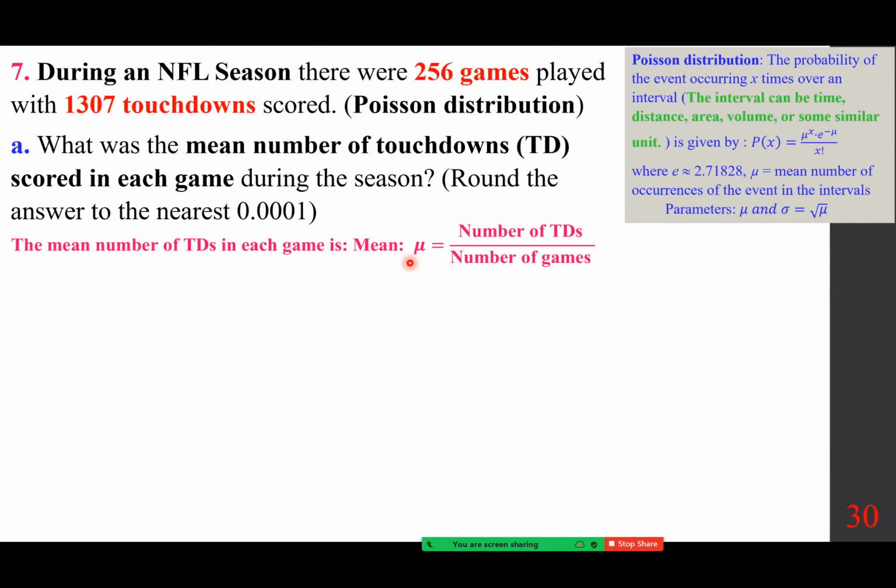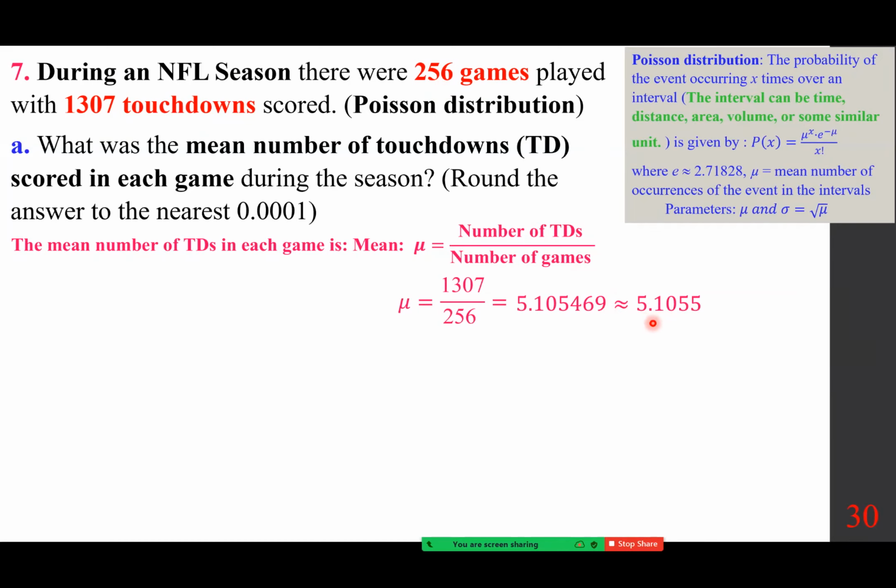The mean or mu is the total number of touchdowns, 1,307, over the total number of games, 256. So when we divide the two numbers, it gives us 5.105469. We can go with a few decimals. And what it means is that on the average, each game had this many touchdowns.